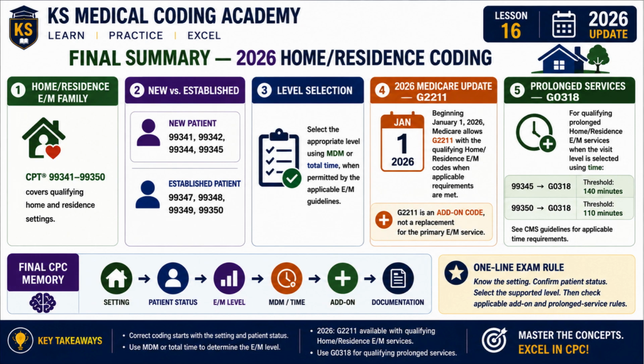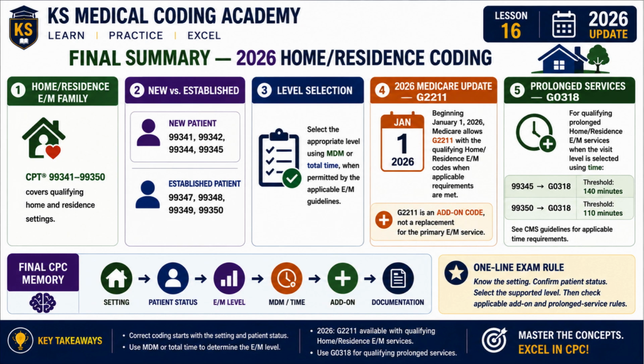Let's quickly review the key points from 2026 Home and Residency M coding. The Home or Residency M family is 99341 through 99350. New patient codes are 99341, 99342, 99344, and 99345, while established patient codes are 99347, 99348, 99349, and 99350. Select the appropriate level using MDM or total time, when permitted by the applicable guidelines.